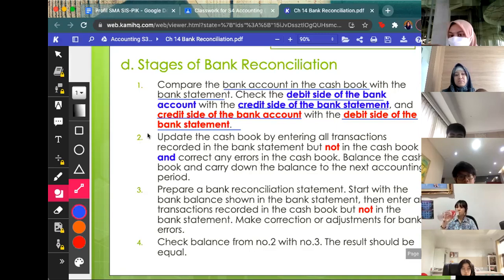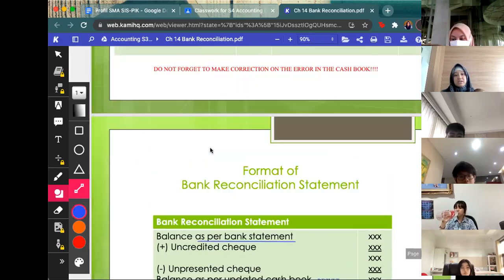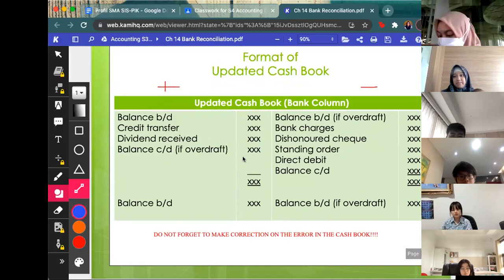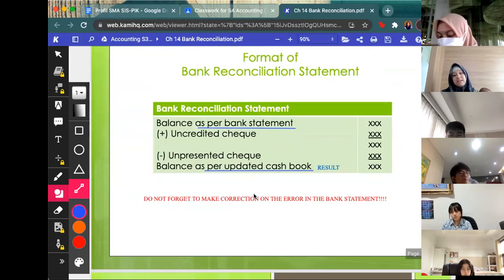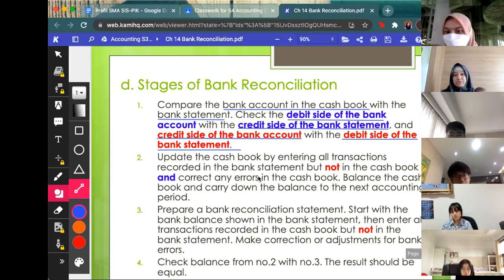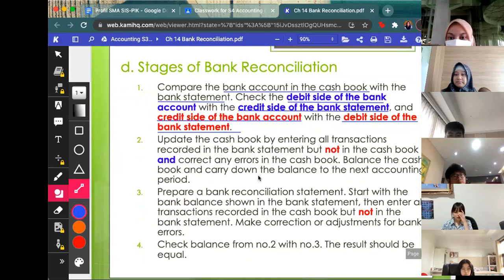So basically number 2 here is this one. By putting all of these bank charges, dishonored checks, standing orders, credit transfers, dividends, and so on, those which have not yet been shown in the cash book. So put all of them, then calculate the balance and carry it down to the next accounting period. So basically that's number 2. Clear enough?